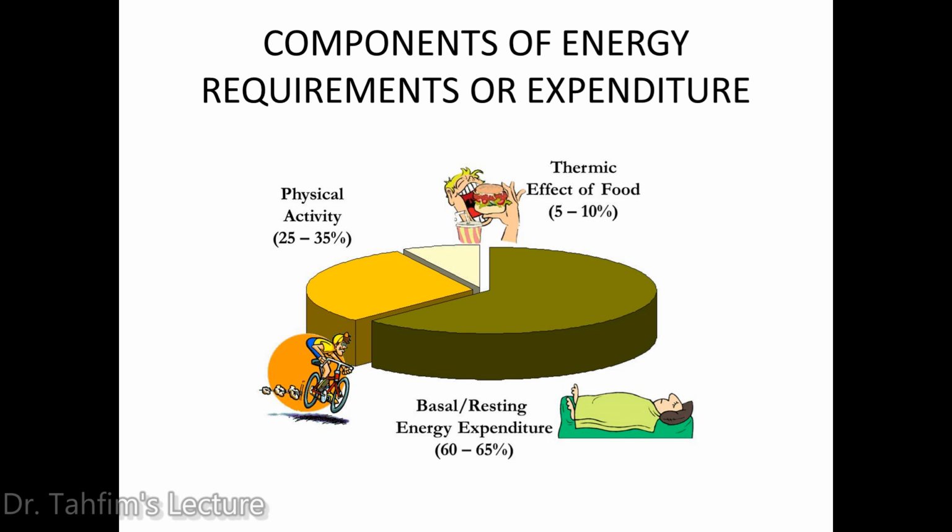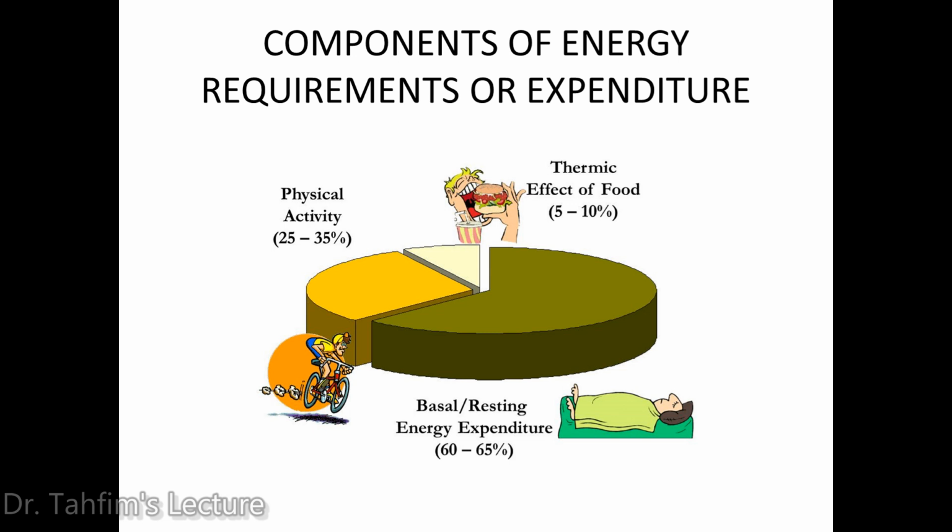Next, the components of energy requirement or expenditure. That means for which purpose we require energy. Do not follow the percentage shown here because this percentage varies by some factors such as physical activity or type of food intake. Only see the points. The first one is basal or resting energy expenditure, that is BMR. You all know about this, right?